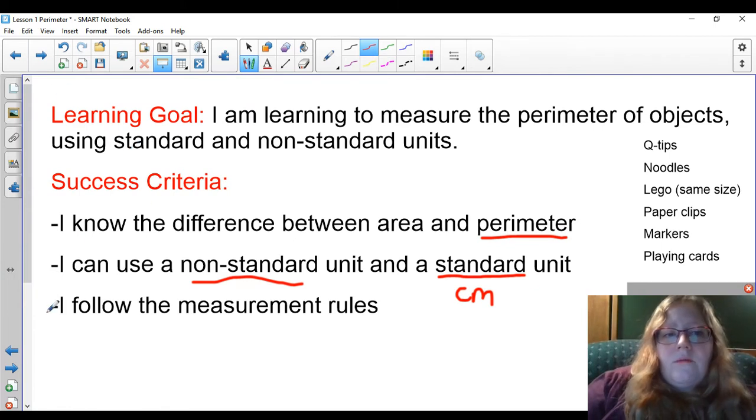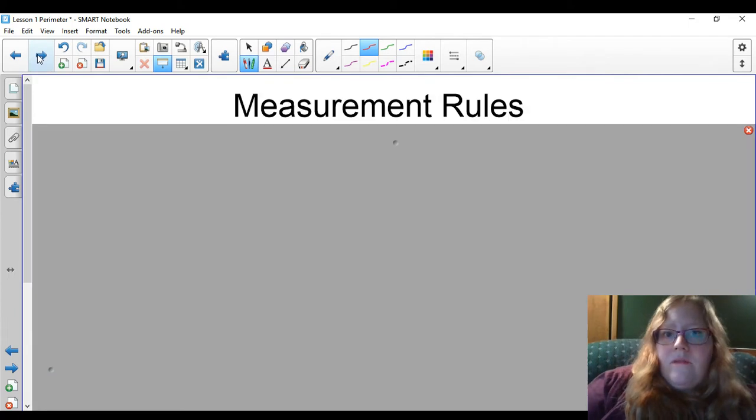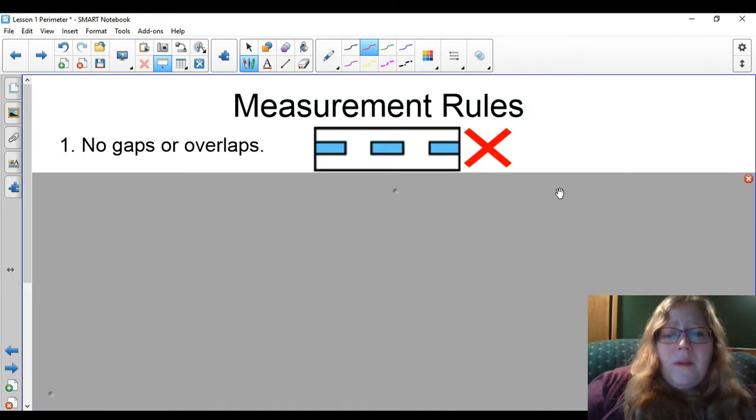And of course, you want to make sure you're following the measurement rules. Let's talk about them. We haven't done measurements since about October, so we need to stretch our minds all the way back to October and November when we did measurement. We learned some different measurement rules. One was that we can't have any gaps or overlaps. So this is not an accurate measurement because there's spaces left between the manipulatives.